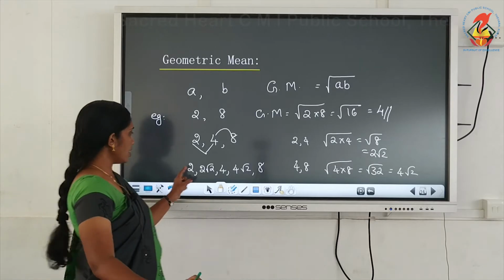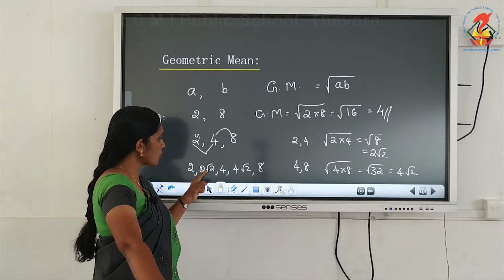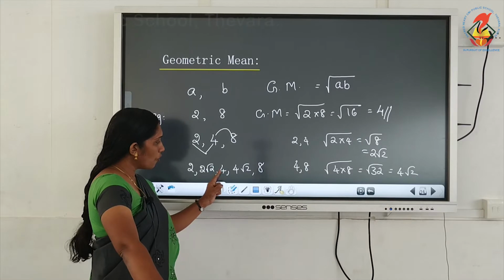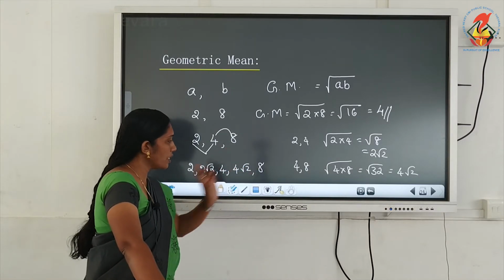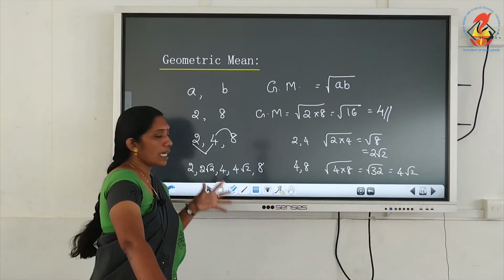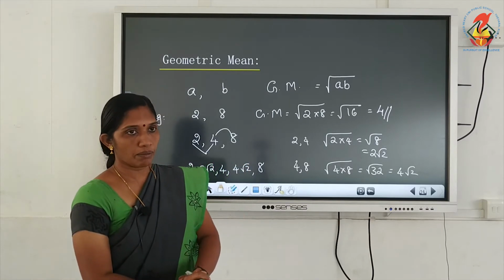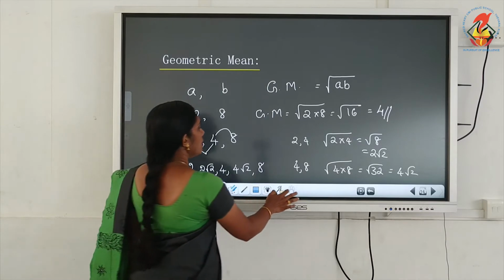Now again check the sequence. Is it a GP? 2 into root 2 is 2 root 2. 2 root 2 into root 2 is 4. 4 into root 2 is 4 root 2. 4 root 2 into root 2 is 8. So root 2 is the common ratio. Like that we can insert as many numbers in between two positive numbers so that the resulting sequence is a GP.